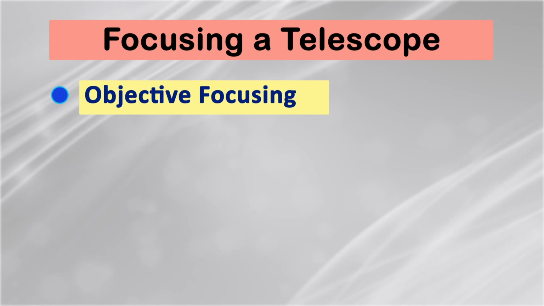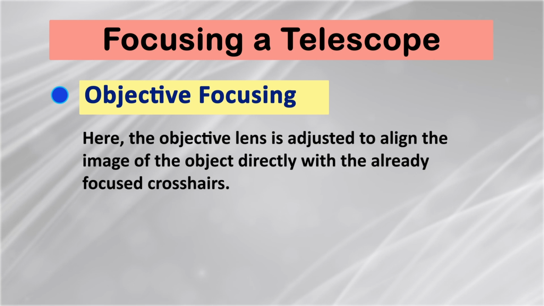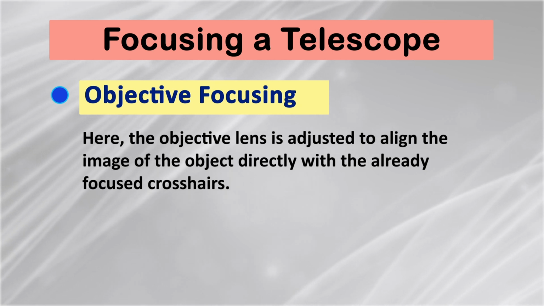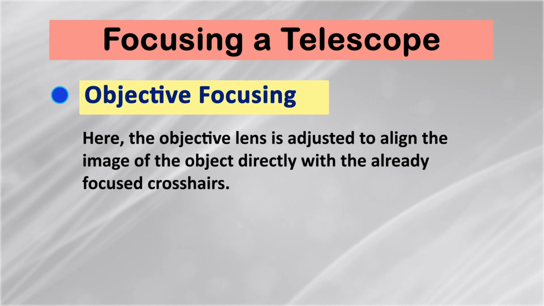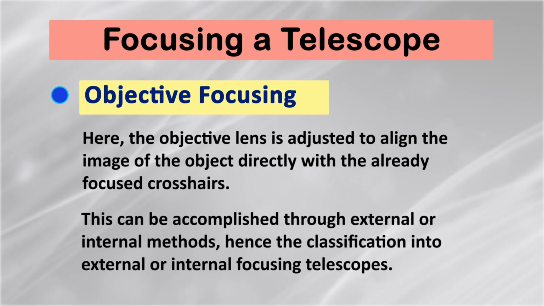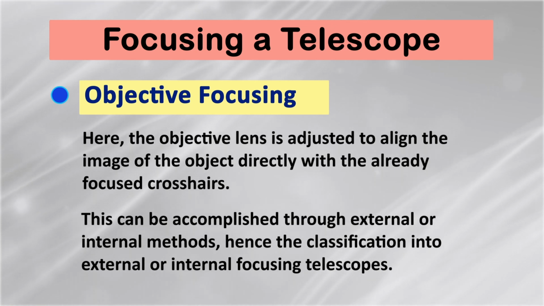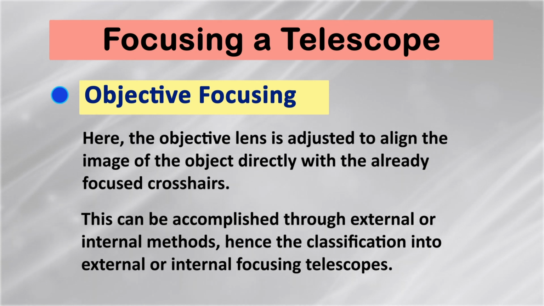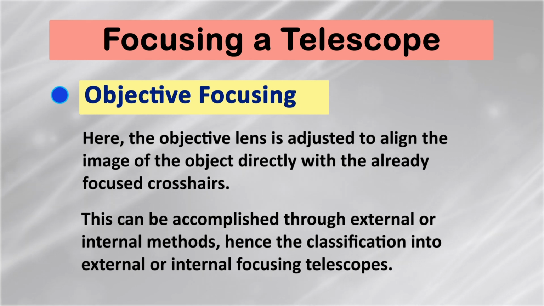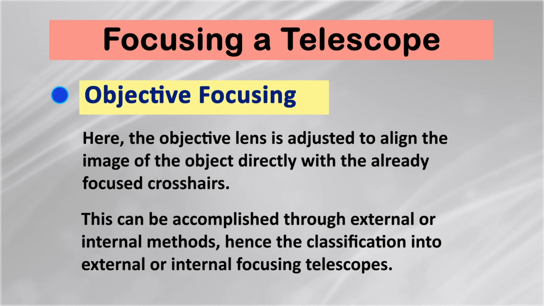The second one is objective focusing. Here, the objective lens is adjusted to align the image of the object directly within the already focused crosshairs. This can be accomplished through external or internal methods. Hence, the classification is of two types. Basically, the first one is the external focusing telescope and the second one is the internal focusing telescope.